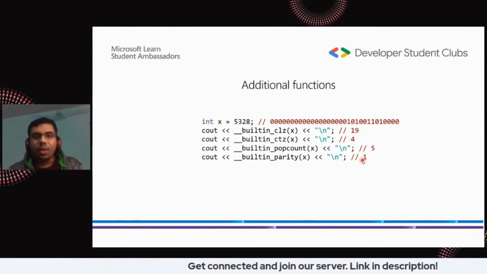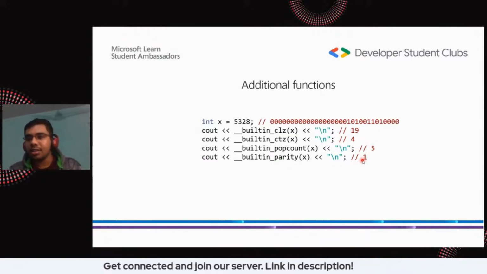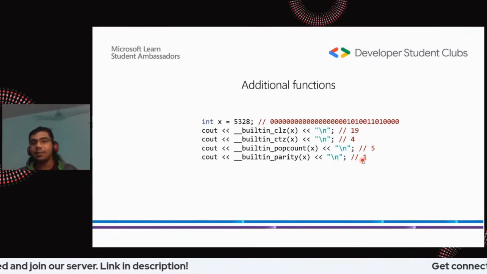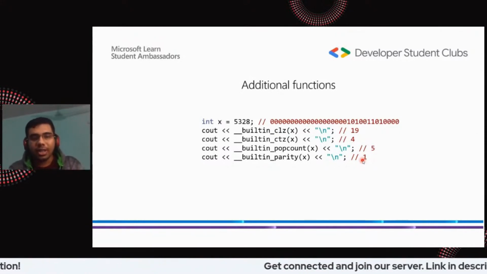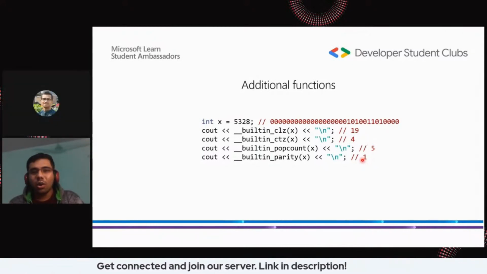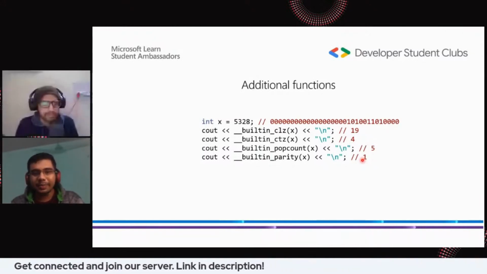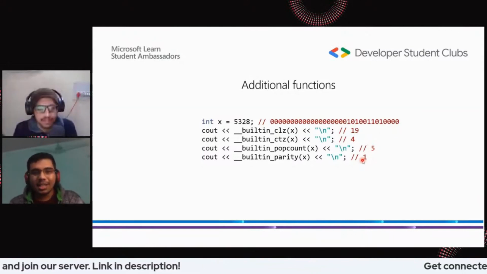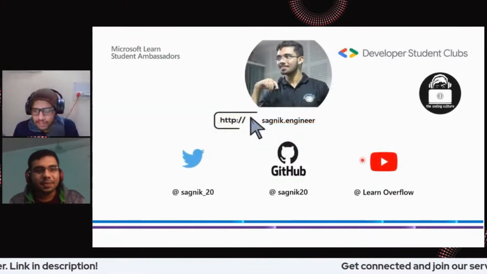Those were the important functions that you should know in this bit manipulation topic, and that's all for today's session. I hope you can understand how all these things work. Okay, so that's all. Thank you.